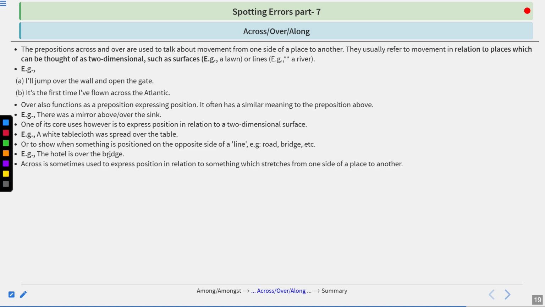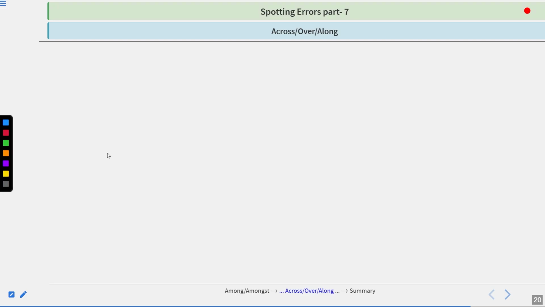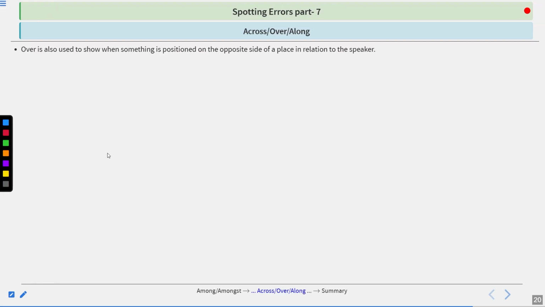Across is sometimes used to express position in relation to something which stretches from one side of a place to another. There was a barrier across the road. It means from one side to another. Across, over, along. Over is also used to show when something is positioned on the opposite side of a place in relation to the speaker. The bank is across the street. It means the opposite.